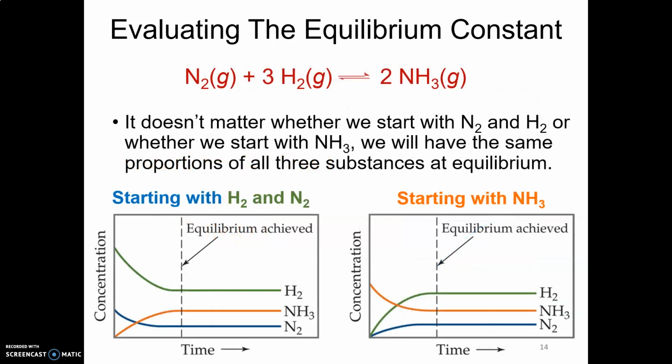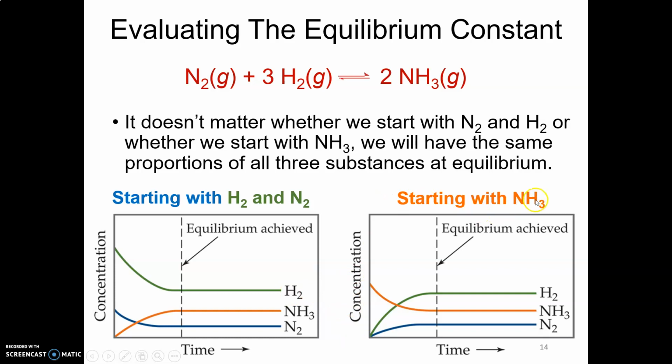All right, so again, let's keep driving this home, right? Here's some other plots. In this plot, we're looking at the production of ammonia from nitrogen and hydrogen. In this case, we started with hydrogen and nitrogen. So the concentration of the hydrogen reactant went down, the concentration of the nitrogen reactant went down, and the concentration of the ammonia product went up until we reached equilibrium. And then all 3 concentrations, which are completely different from one another, no longer changed, right?